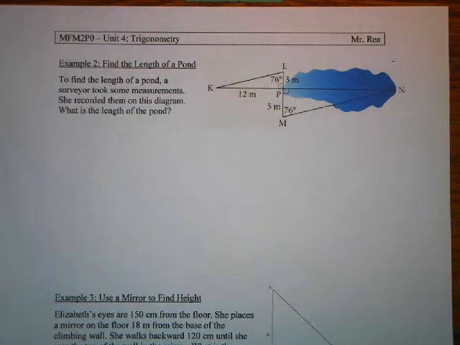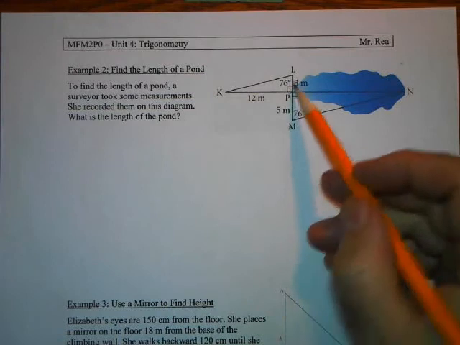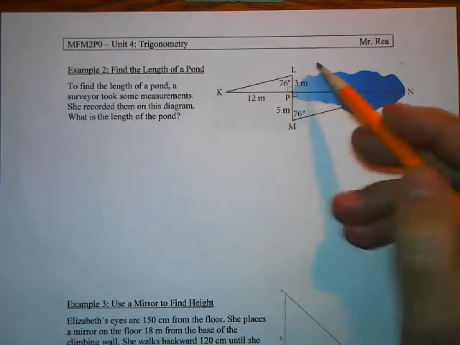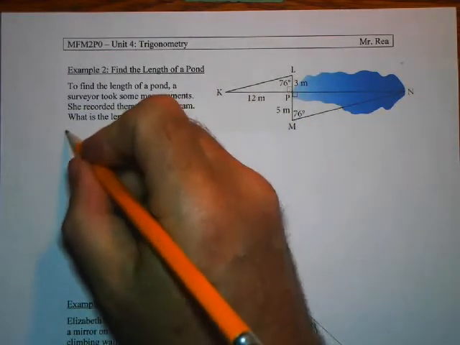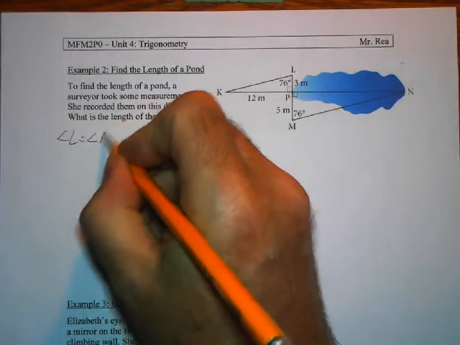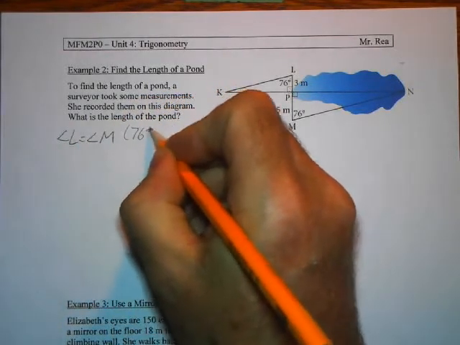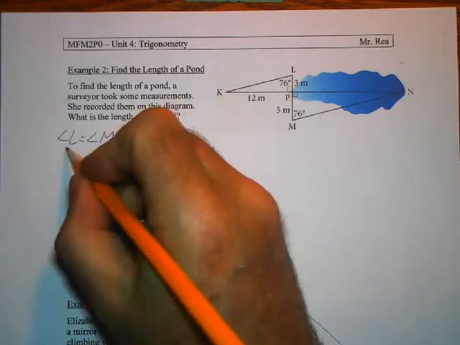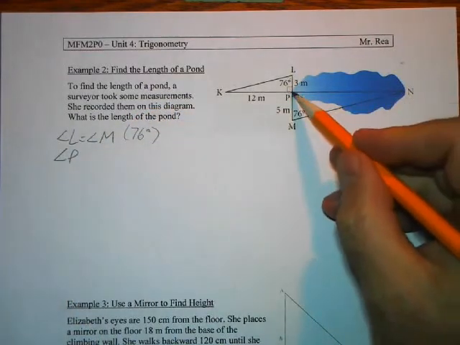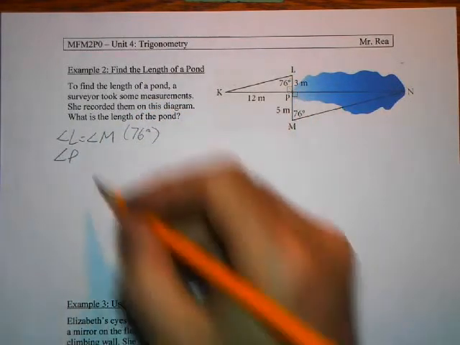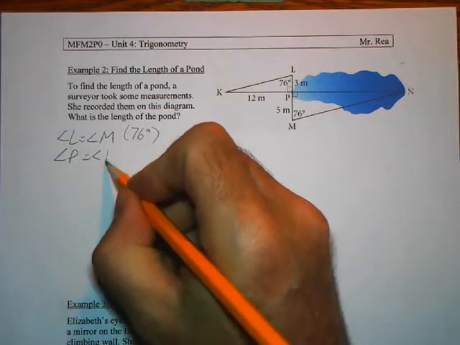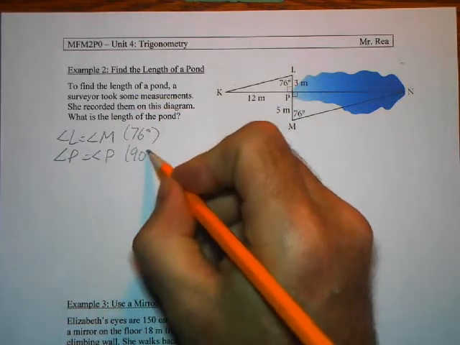So we start listing angles that we know are the same or believe are the same. So the first thing we know, the 76-degree angles are the same. So I'm going to say angle L is equal to angle M, and that's because they told us they are 76. Angle P, see P is a common point for both triangles, and they're both 90-degree angles there. That was told to us.